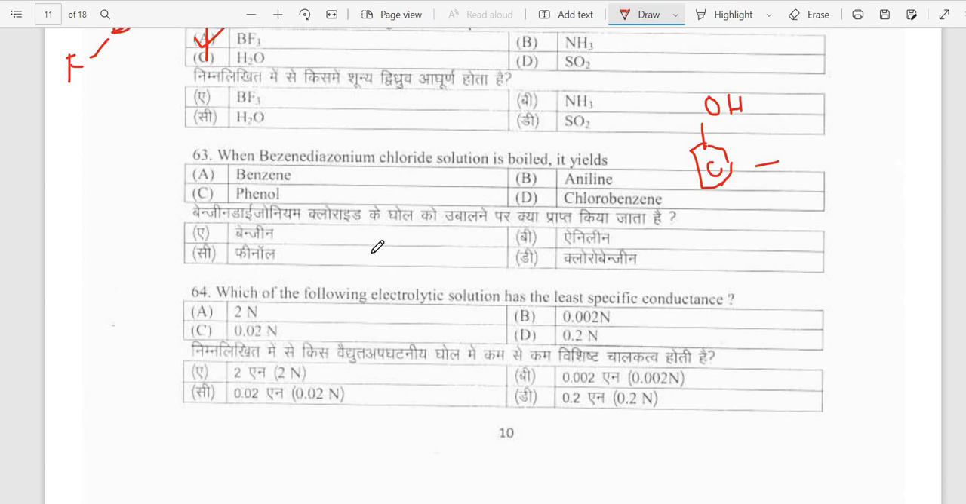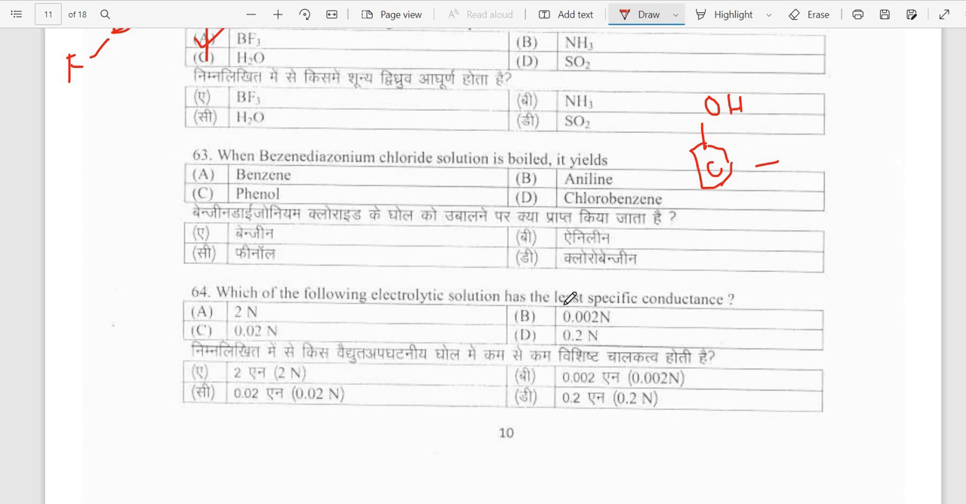Which of the following electrolyte solutions has the least specific conductance? Specific conductance depends very much on the dilution. Specific conductivity decreases on dilution. Why? Because the number of ions per unit volume decreases, that's why the specific conductance decreases. But remember one thing: equivalent conductance increases with dilution. Specific conductance decreases, and equivalent or molar conductance increases on dilution.